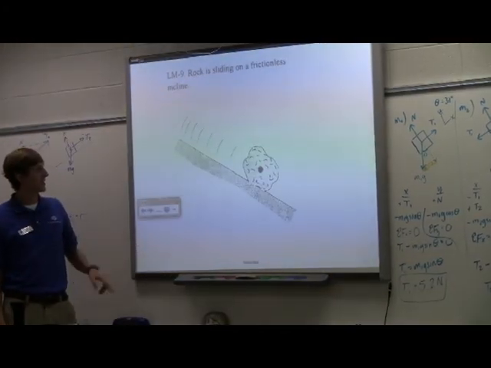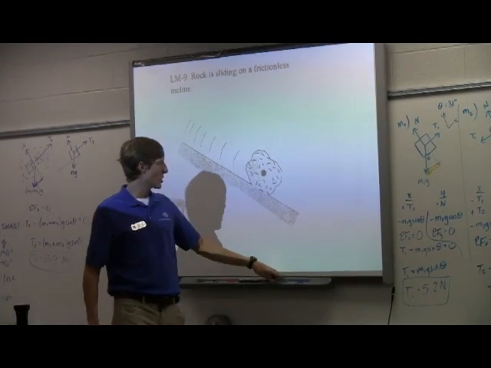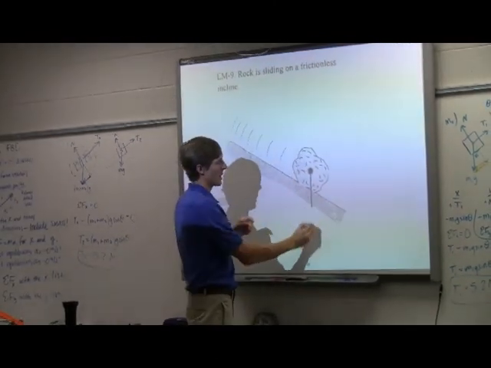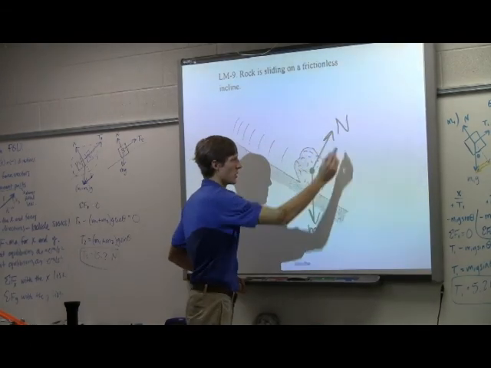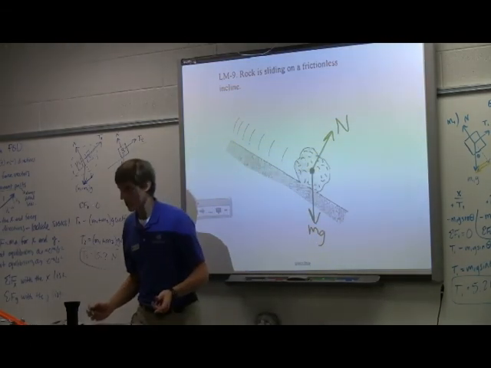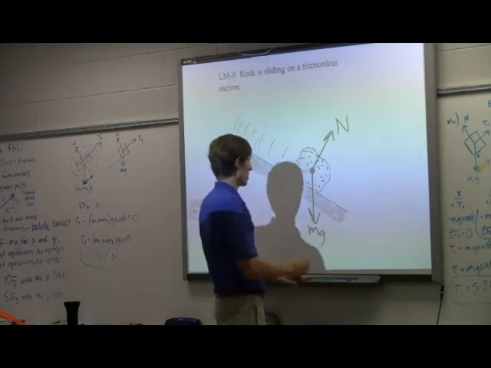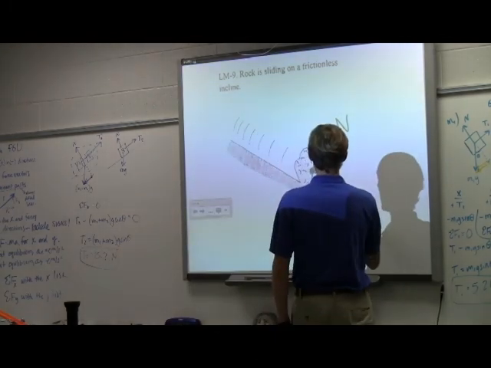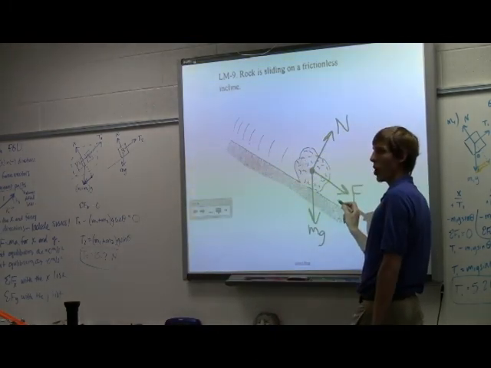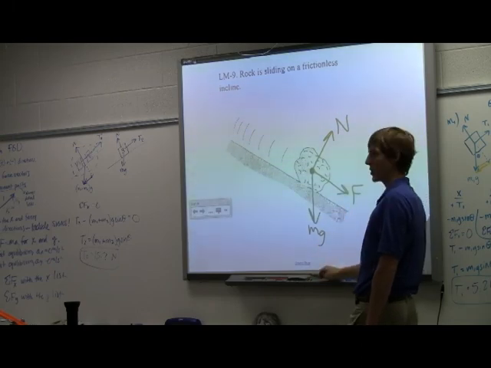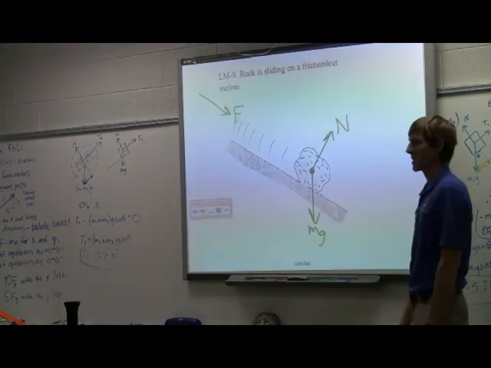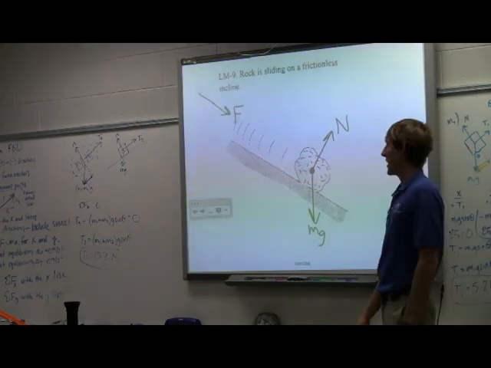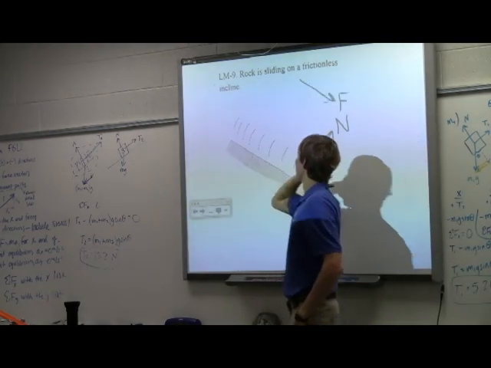Good. Alright, this one's easy. Rock sliding on a frictionless incline. We've got mg. We've got normal force. Anything else? Is there another force? No. You know what some people like to try and draw? They're like, oh yeah, there's the force of the going, the force of the acceleration of the slide. No, that does not exist. Reject that force.